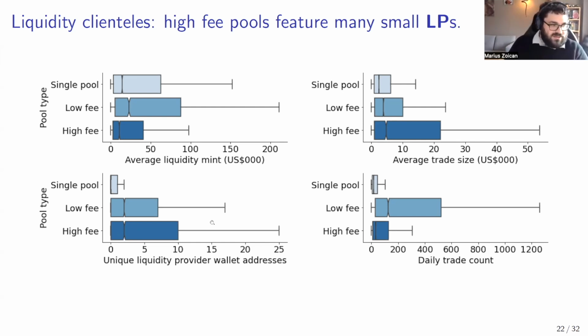This result got a little bit weaker as we updated the sample. You have more addresses on the high fee pools, right? That's consistent with having more retail traders in there. The effect comes a bit from the tail. There's a lot of heterogeneity, and there are many more trades on low fee pools than on high fee pools, right? So many small trades on the low fee pools, few large trades on the high fee pools. That's what we're assuming in the model too.